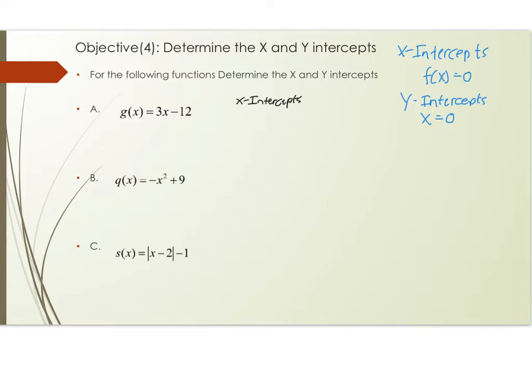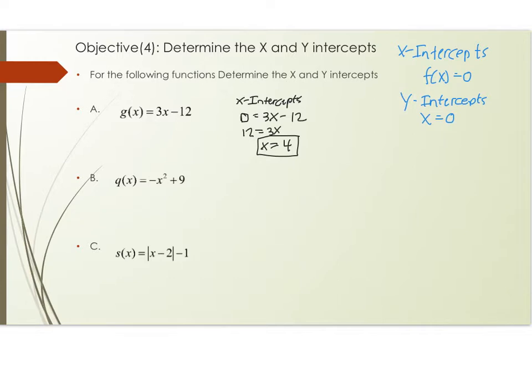There's probably only one in this case because it's linear. So we have 0 is equal to 3x minus 12. 12 is equal to 3x, right? So, oh wait a minute, this is the y, no, this is the x-intercept. So x is equal to 4, right?